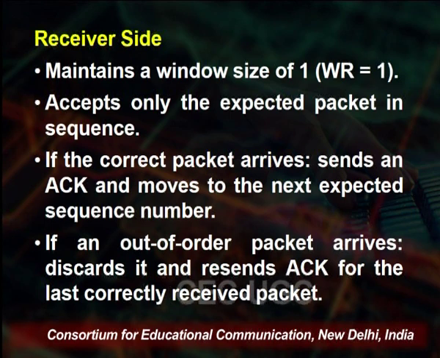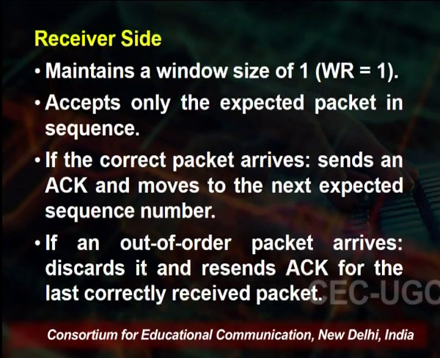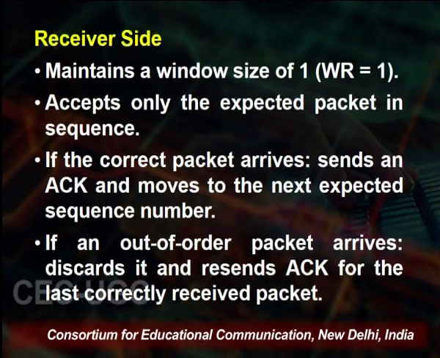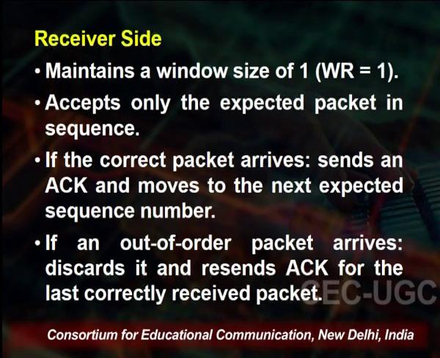Moving on to the receiver side, I have already told you the receiver is going to maintain a window size of 1 because it is going to accept only the packet which it is expecting. If an unexpected packet is received, it is going to discard it. If the correct packet arrives, it is the responsibility of the receiver to send an acknowledgement and move to the next expected sequence number.